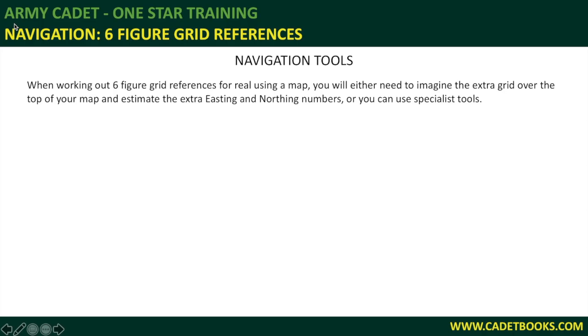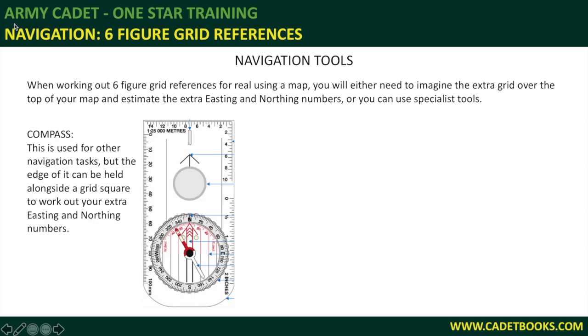Navigation tools. When working out six-figure grid references for real using a map, you will either need to imagine the extra grid over the top of your map and estimate the extra easting and northing numbers, or you can use specialist tools. A compass. This is used for other navigation tasks, but the edge of it can be held alongside a grid square to work out your extra easting and northing numbers.